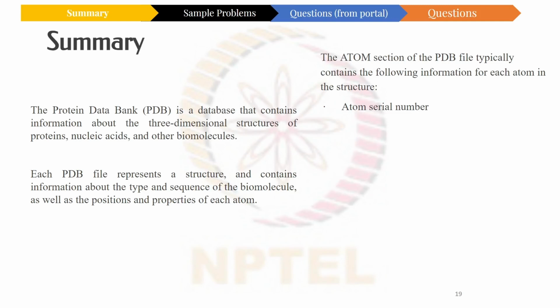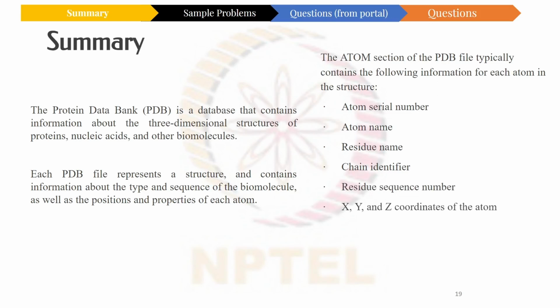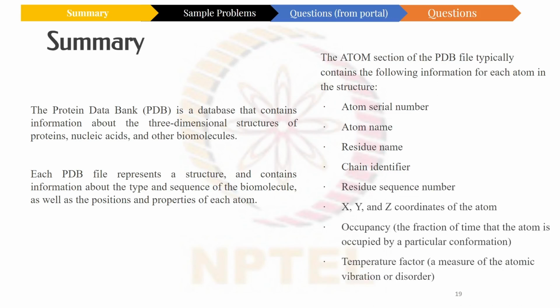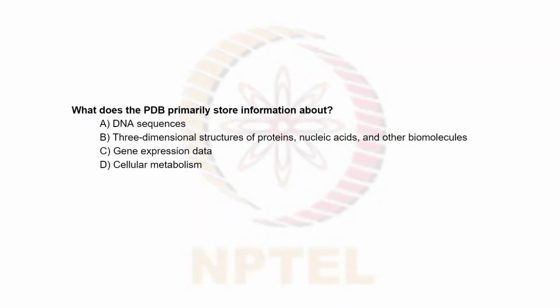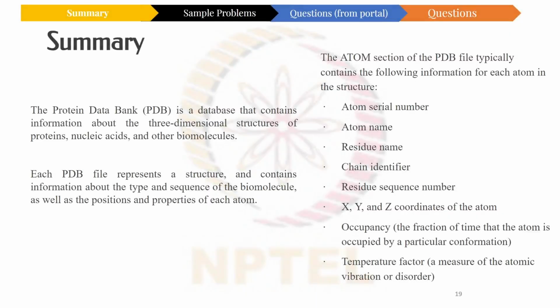So the first is the atom section. The atom section will have the atom serial number, atom name, residue name and chain identifier, residue sequence number, and XYZ coordinates of the atom, occupancy and temperature factor. Then we have the connect section of PDB, which contains information about bonds between atoms in the structure as well as other types of connectivity.